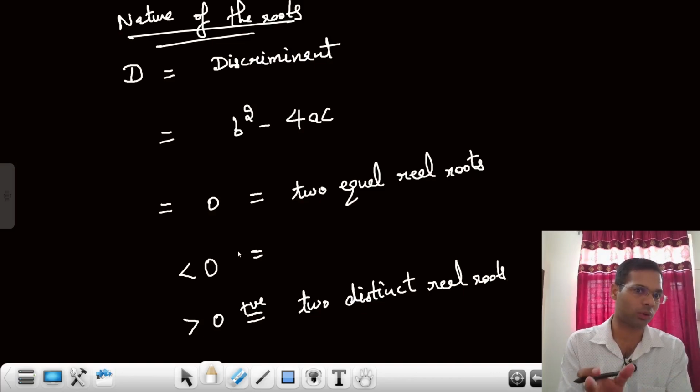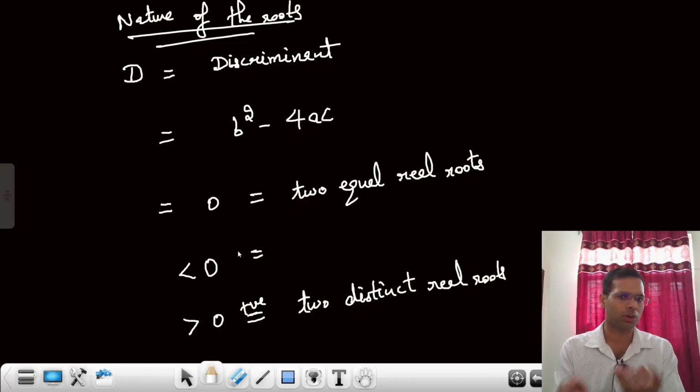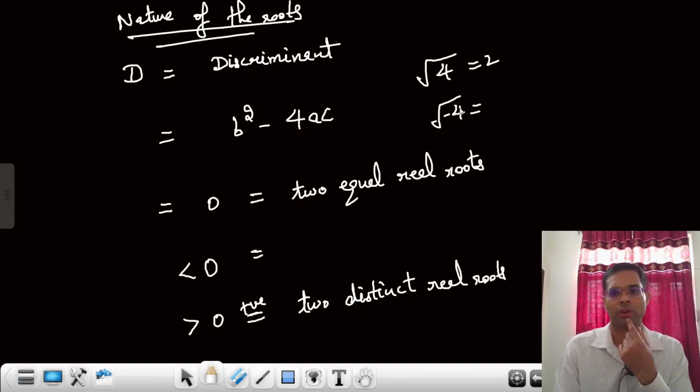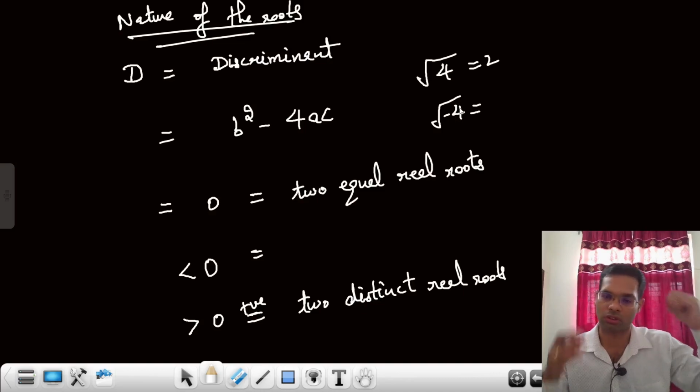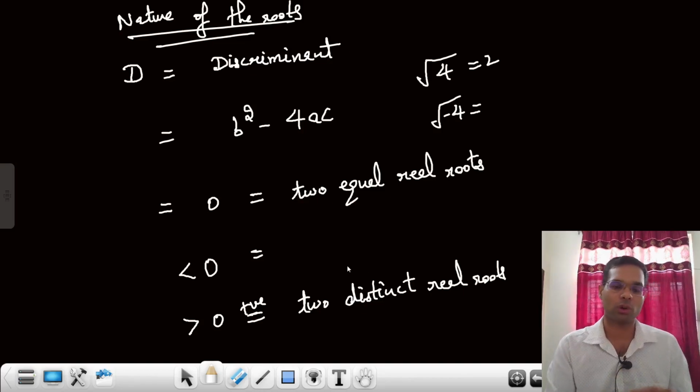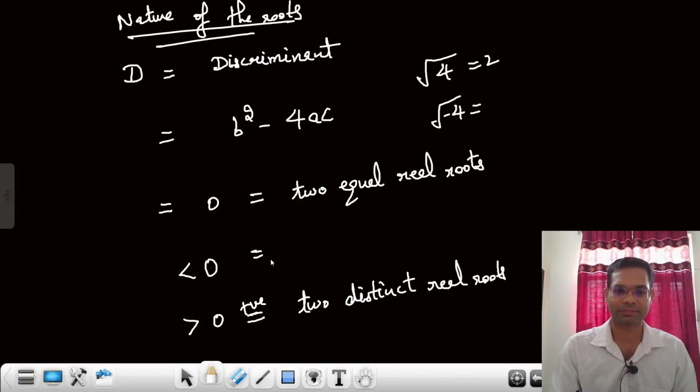That means inside the root there's some negative value. Do you know root 4 is equal to 2? Do you know what is root of minus 4? So inside the root we cannot define it. It doesn't mean that you don't know; no one knows. At least for real numbers, we can't find it. In 11th class, we'll study complex numbers, which is a totally different subject matter.